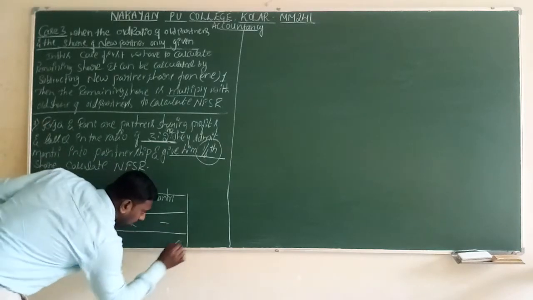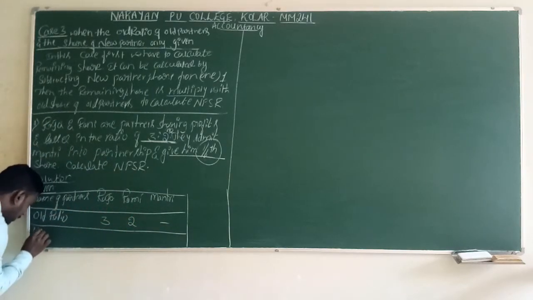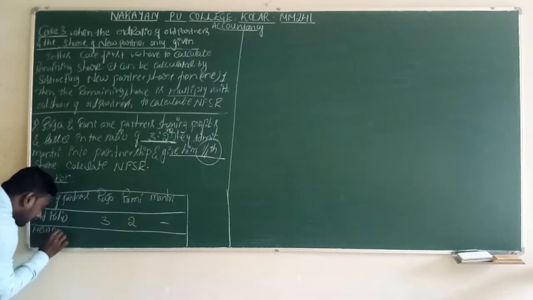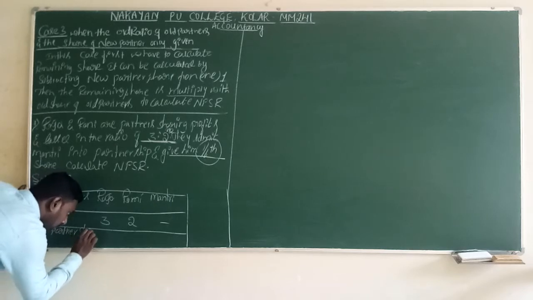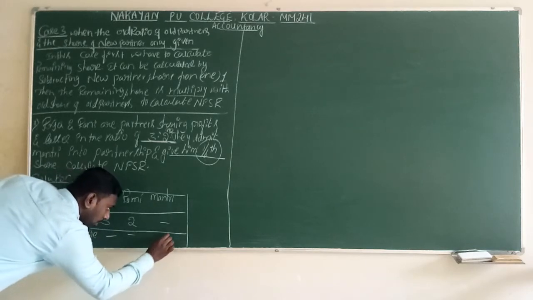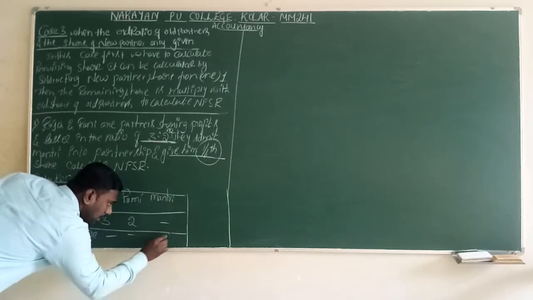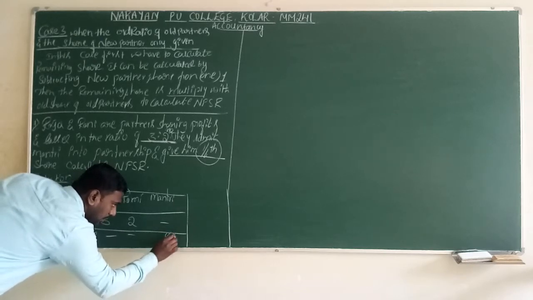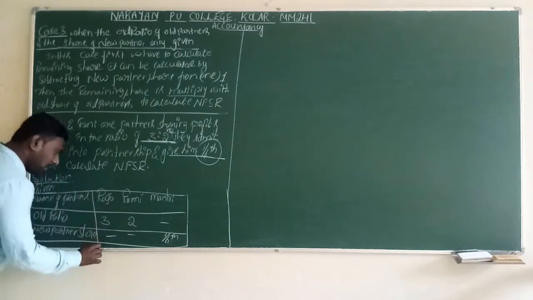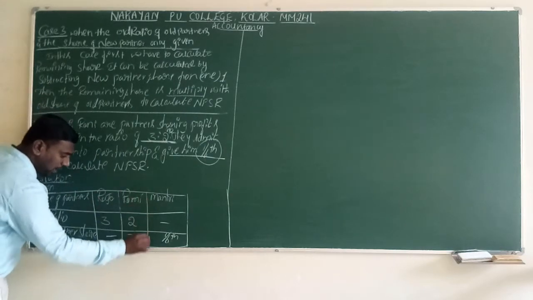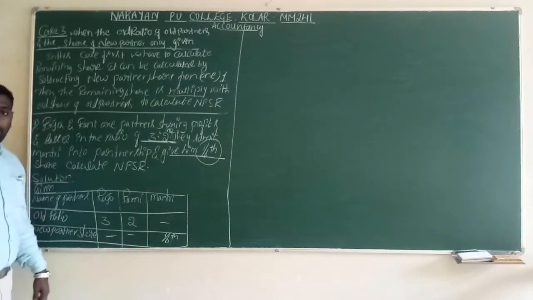Besides this, one more value is given: the new partner share, 1/6. Only these two things are available in the question. With the help of this, we have to calculate the new profit sharing ratio.